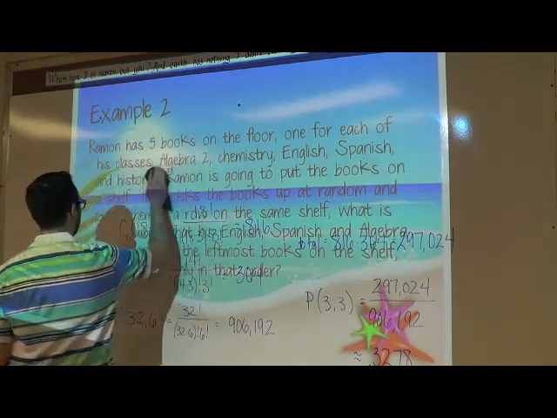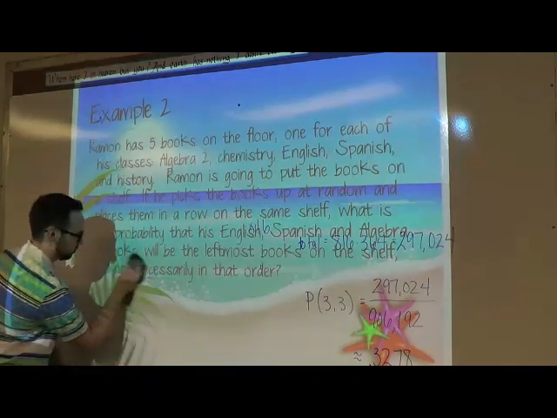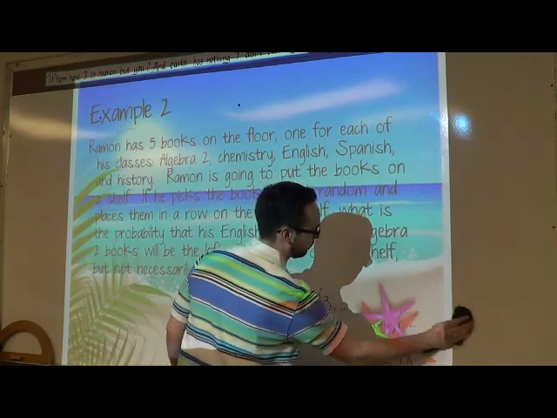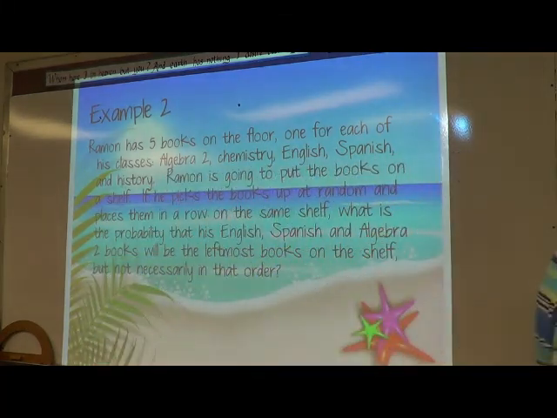All right, so here's a rather large example. Ramon has 5 books on the floor, 1 for each of his classes: Algebra 2, Chemistry, English, Spanish, and History. Ramon is going to put the books on a shelf. If he picks the books up at random and places them in a row on the same shelf, what's the probability that his English, Spanish, and Algebra 2 books will be the leftmost books on the shelf, but not necessarily in that order? You're probably thinking, who cares? What am I going to figure this out for? We don't really need to know.